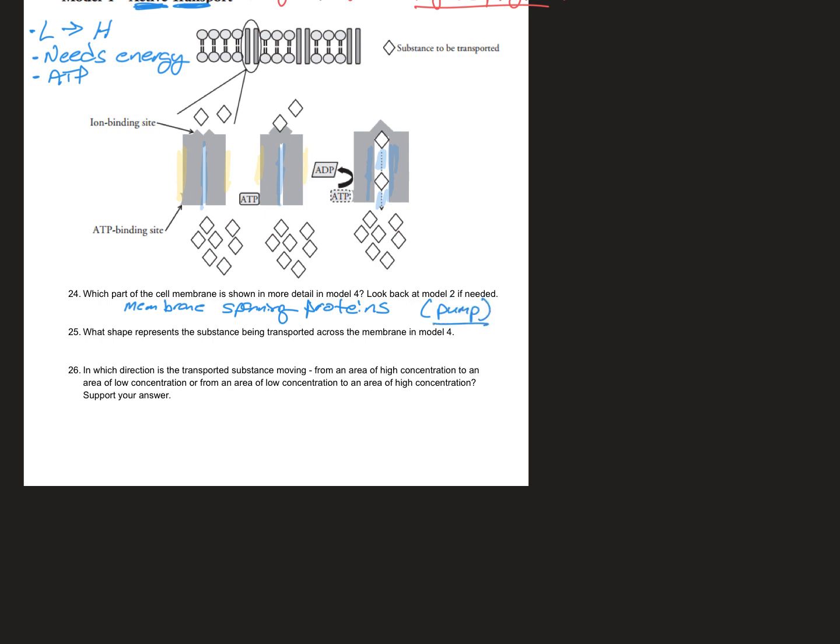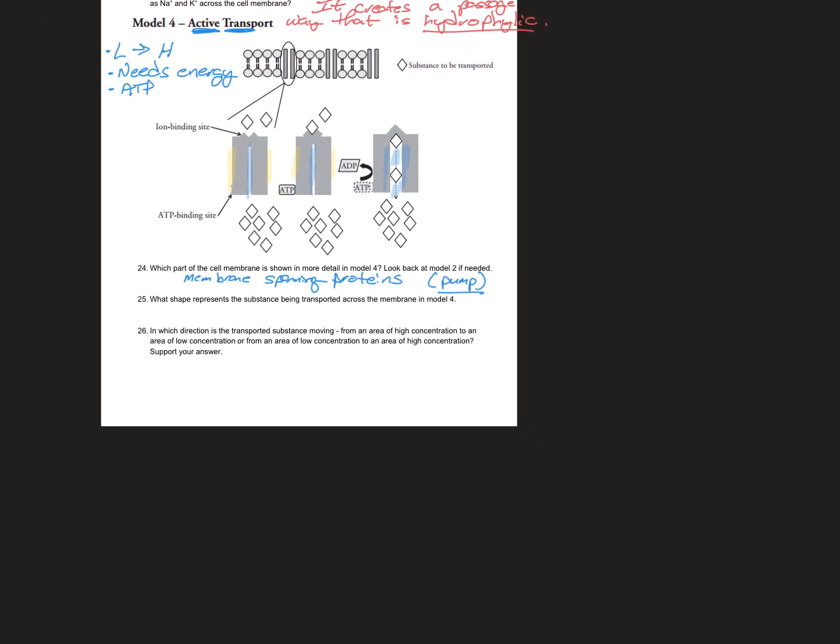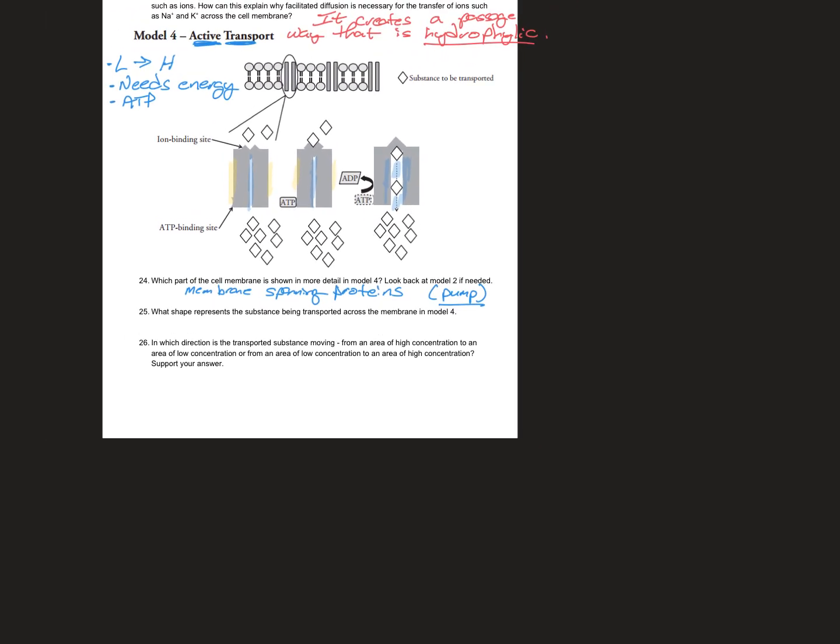You should all know what a pump is. When you have a bicycle tire pump, you're taking air from outside and pushing it from low to high. Obviously, the tire pressure is higher than it is outside. You use energy to move it from low to high. So that's what pumps do. They move things from low to high. So it is a pump.